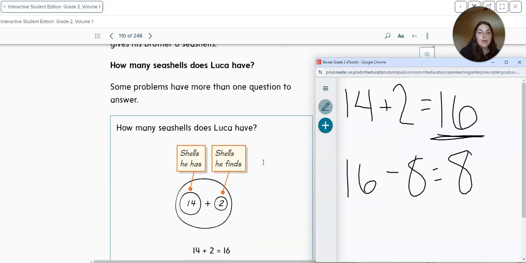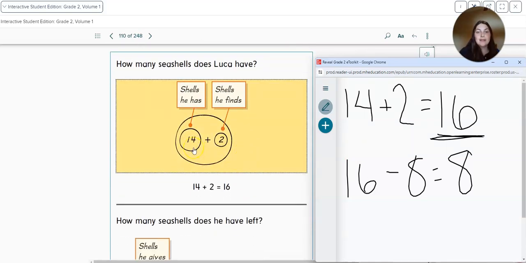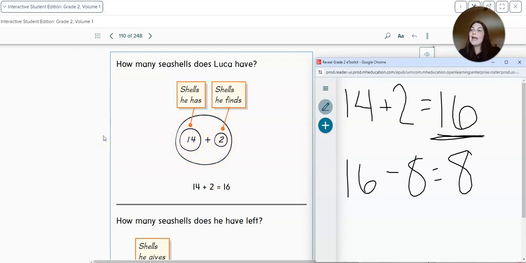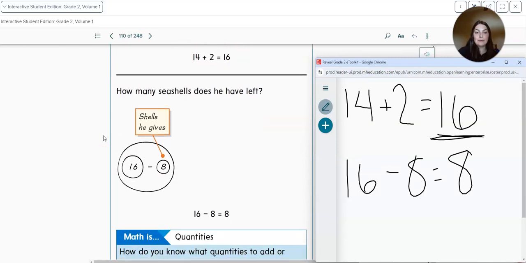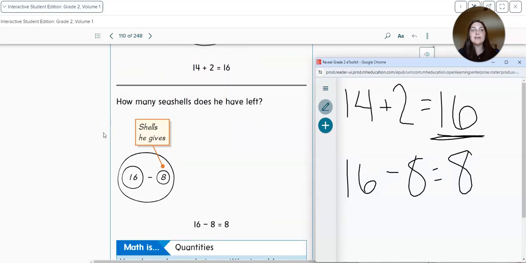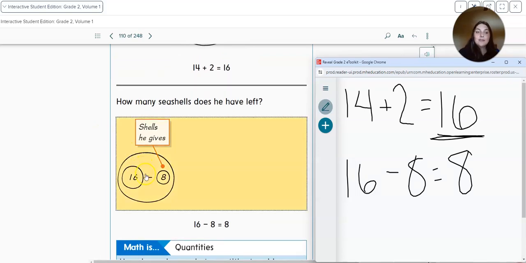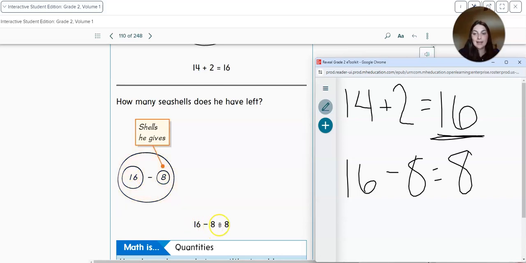Shells he has is 14. Shells he finds is 2. So 14 plus 2 is 16. This shows how many he has, right? Now, if we scroll down a little bit, how many seashells does he have left? Okay, so this is how many seashells he has, and he gives 8 away. All right, so 16 seashells take away 8 seashells that he gave away. 16 minus 8 equals 8. And if you look over here, that is the same answer that we got, 8 seashells.